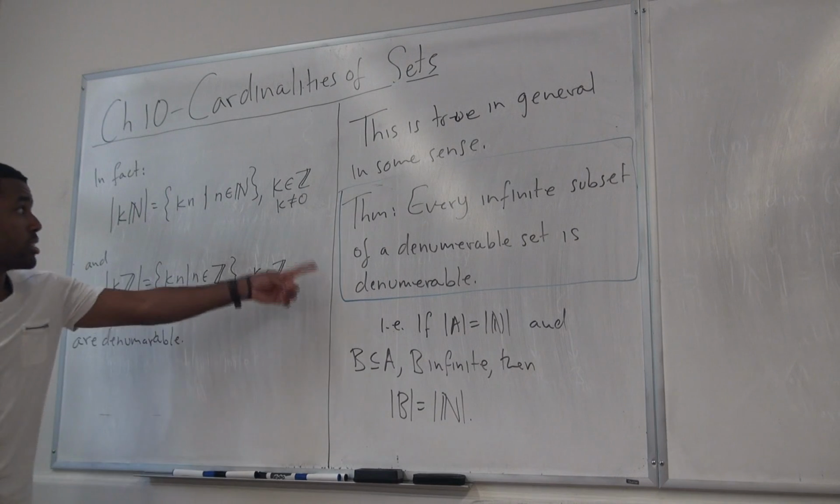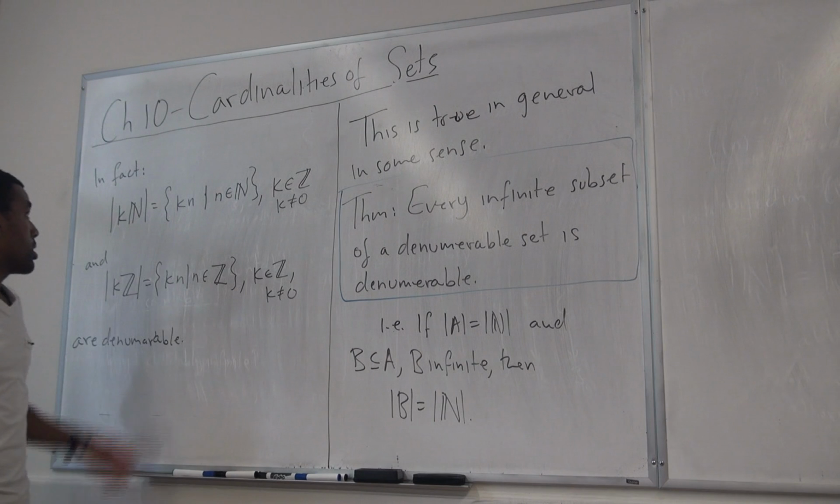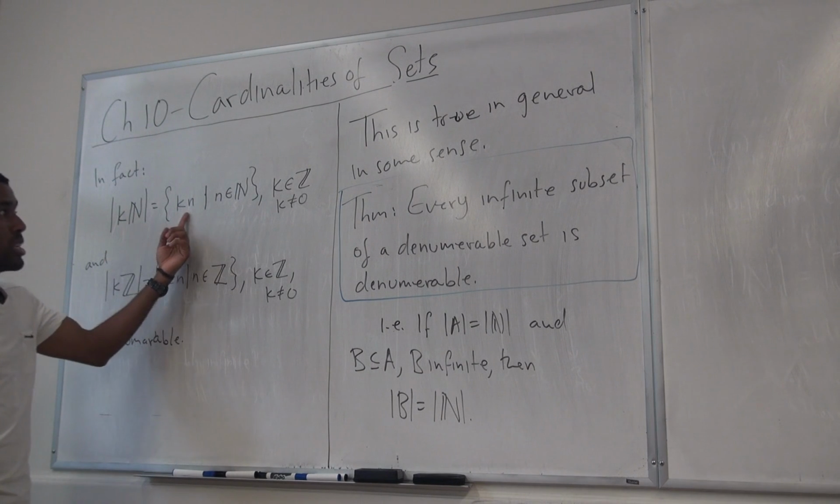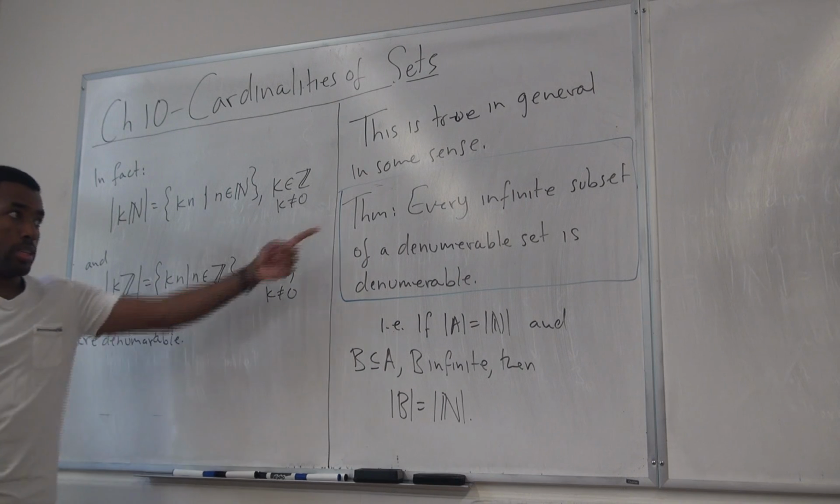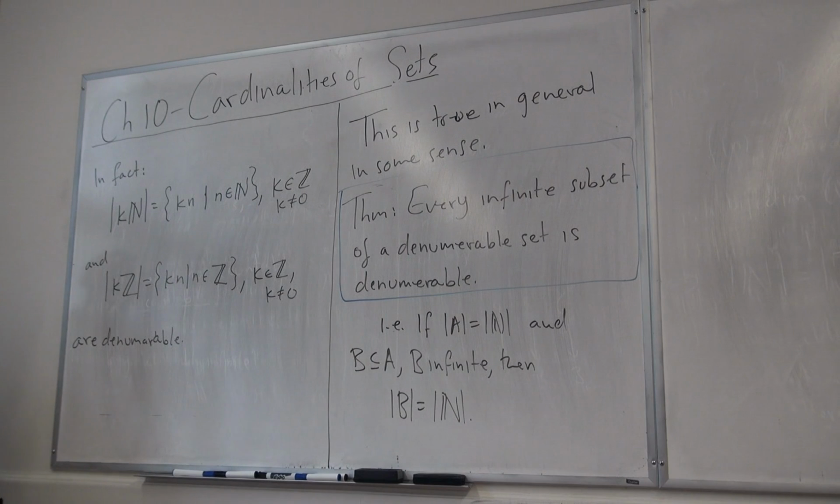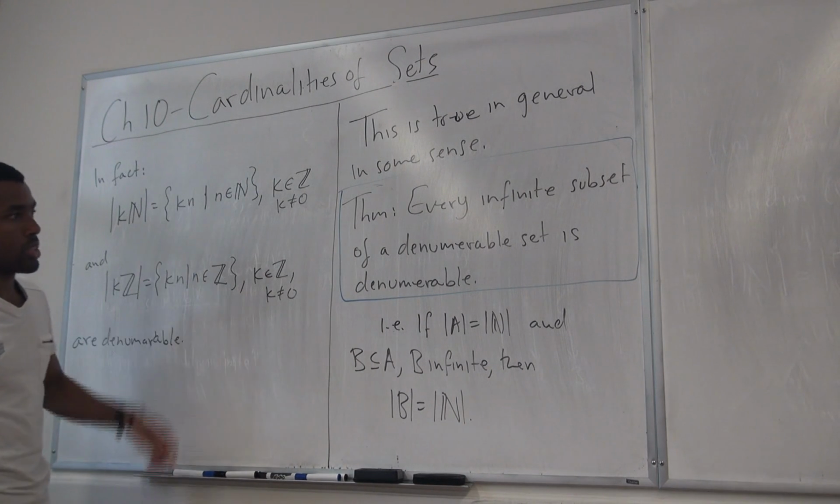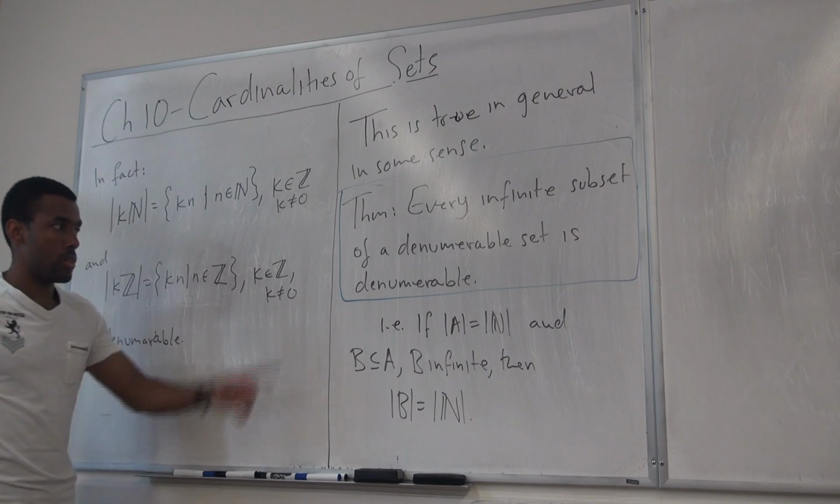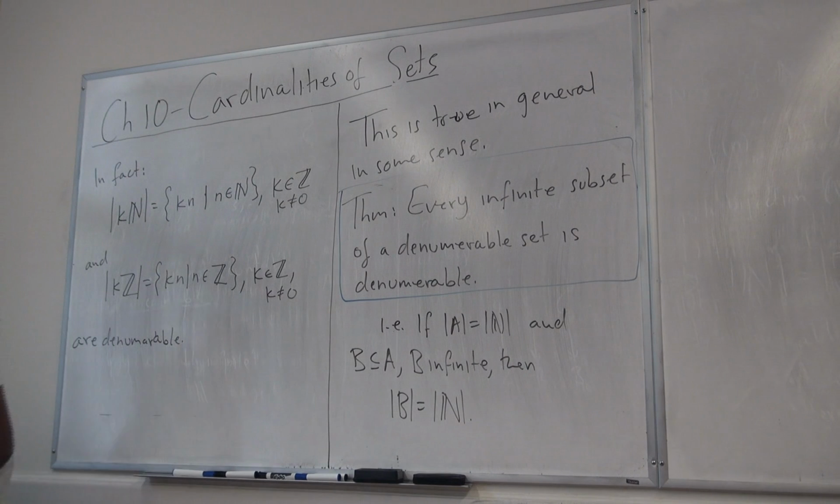And in fact, these two facts are corollaries of this idea, right? Because this forms an infinite subset of n, that forms an infinite subset of z, and therefore they're infinite subsets of denumerable sets, they're also denumerable. This theorem gives us this pretty easily, and this theorem we can prove. Let's see, what else do you want to talk about?